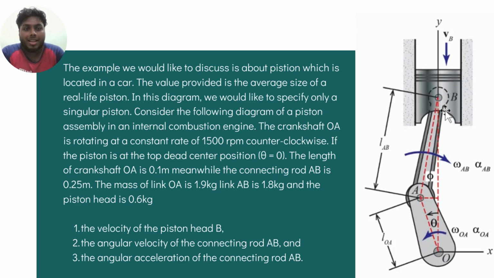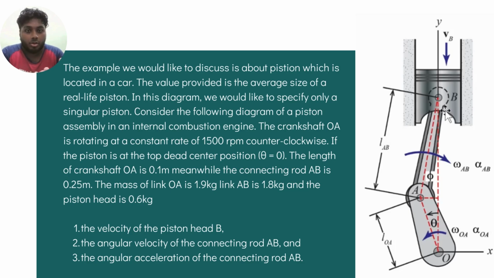A crank is an arm attached at a right angle to a rotating shaft, which is in a circular motion. So it's imparted to or received from the shaft. When combined with a connecting rod, it can be used to convert circular motion into reciprocating motion or vice versa. The arm may be a bent portion of the shaft or a separate arm or disc attached to it. And attached to the end of the crank by a pivot is a rod. This is what we call a connecting rod. So in this diagram, we would like to specify only a singular piston.